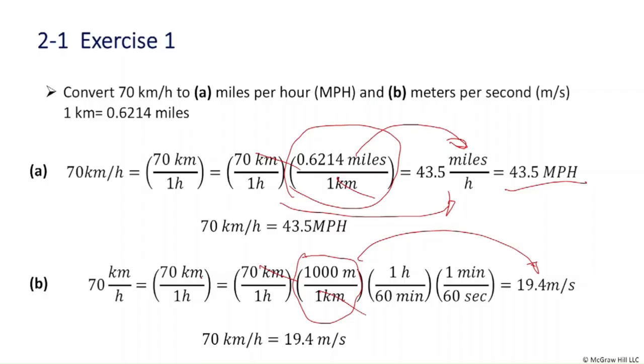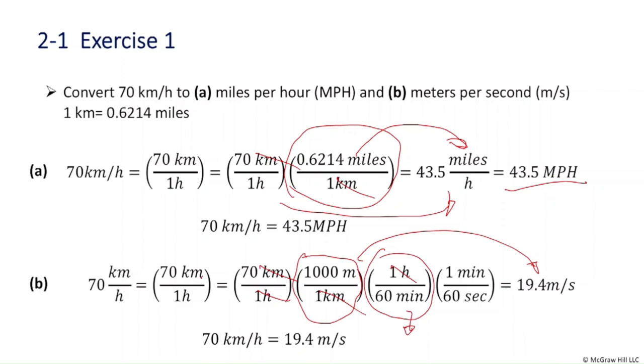Now you have to change the unit hour into seconds. For that, first let's convert the unit hour into minutes. And we know that 1 hour is 60 minutes. So you can write that fraction so that hour will cancel out and you will get the unit in minutes.